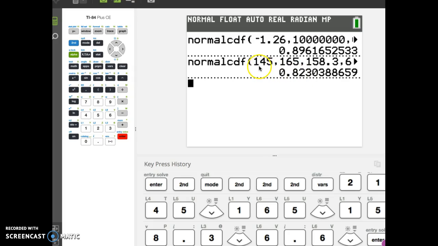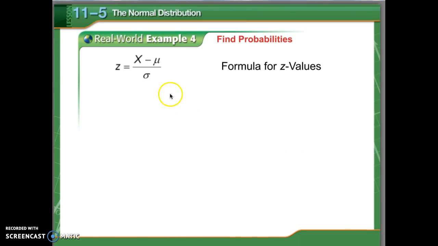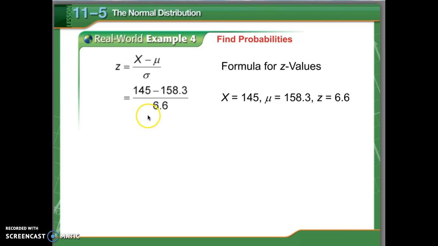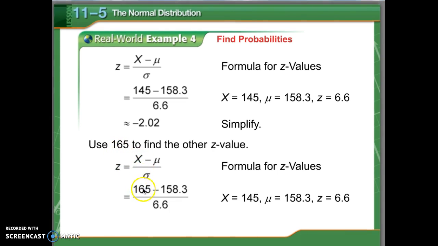So that's one way to do it without normalizing it, but they want us to normalize it. So we need to find the z values for 145 and for 165. So we're going to apply the z formula, plug in the information we know. We get a z-score of negative 2.02 for 145, and then plugging in 165 to the same formula, we get a z-value of 1.02.